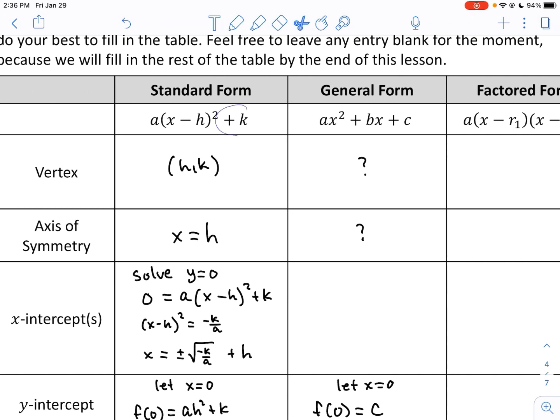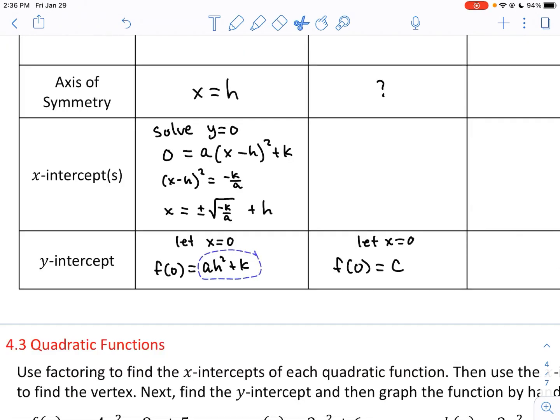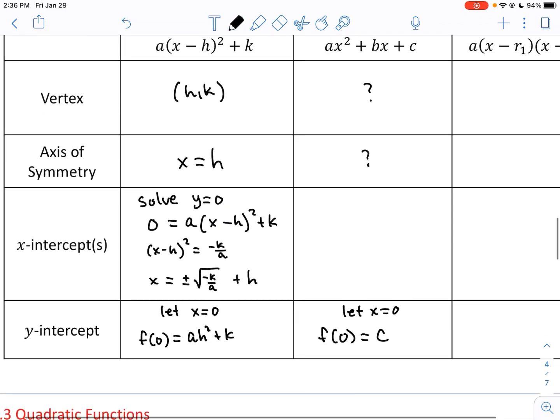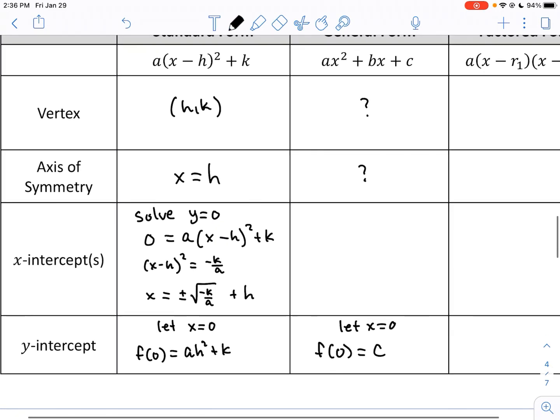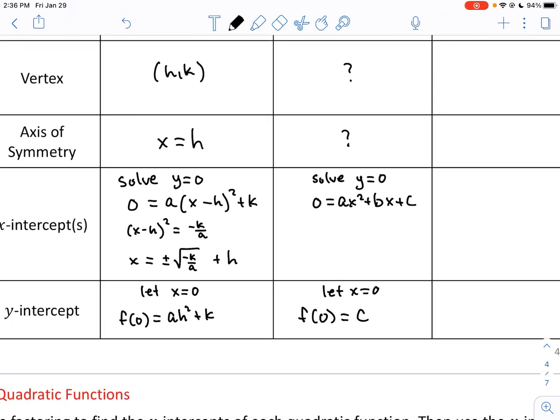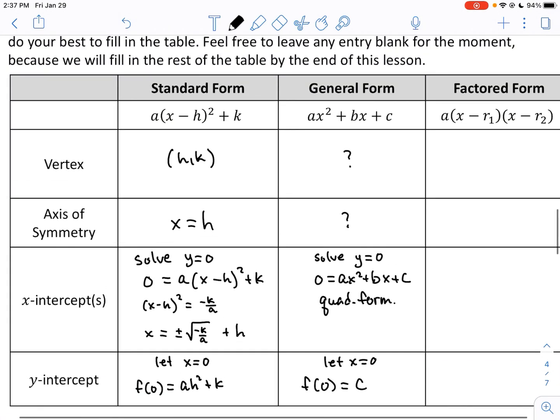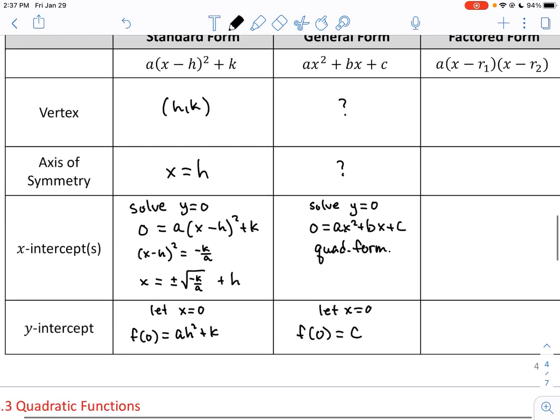Be careful. Some students look at this k and think that's the y-intercept. Not true. ah squared plus k will wind up being the y-intercept. If I want to solve for y equals 0, I'd have to say 0 equals ax squared plus bx plus c. And you could use the quadratic formula, which we'll review on another slide. That's one way you could get the x-intercepts. And the vertex, we're going to leave those blank for now. We'll see if we can come back to that.